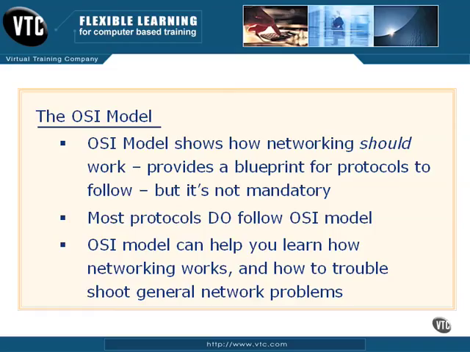Now, what good is the OSI model for us? Well, it helps us to learn how networking does work, and more importantly, it helps us to learn how to troubleshoot general networking problems. If we're having a packet problem or a physical problem, understanding how networking works in terms of the OSI model can help us understand how to solve the problem.